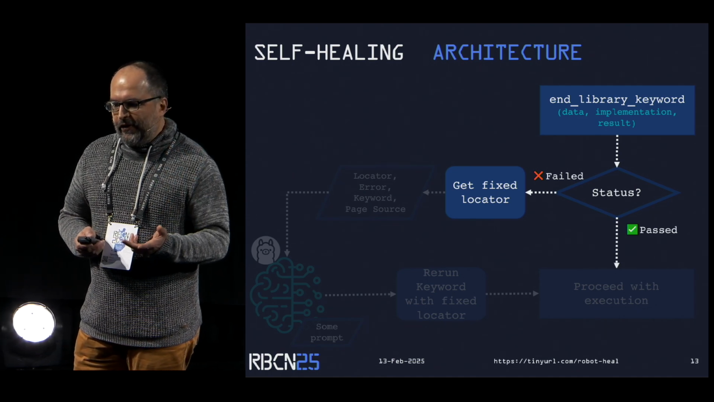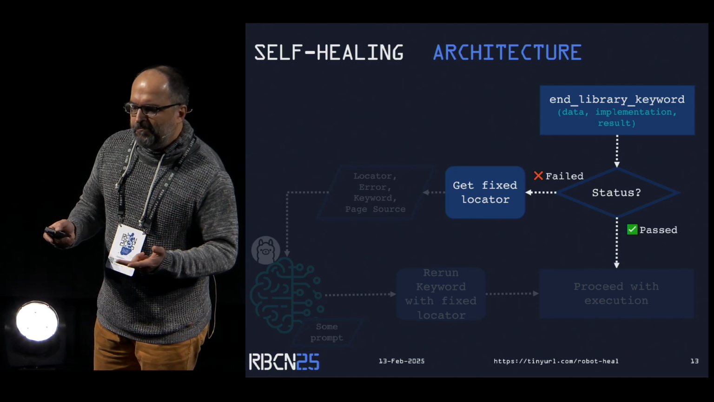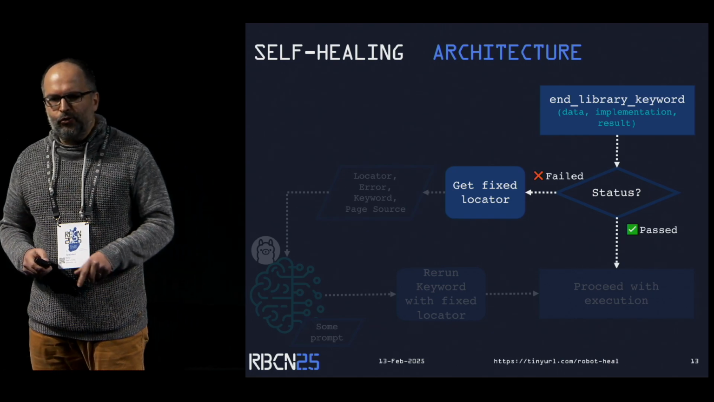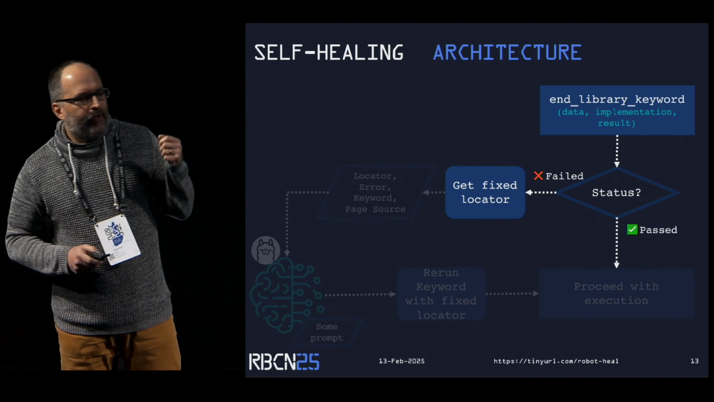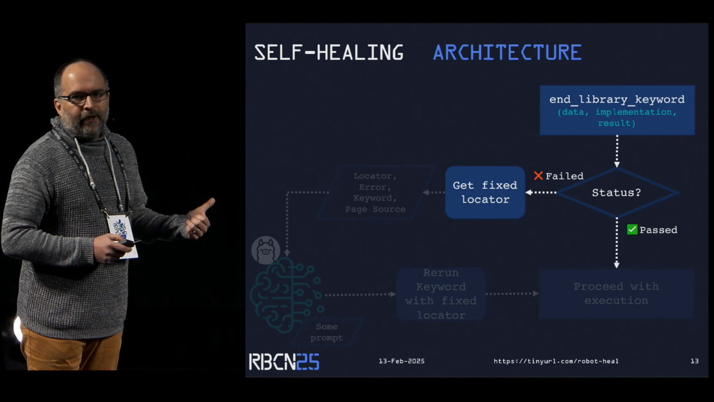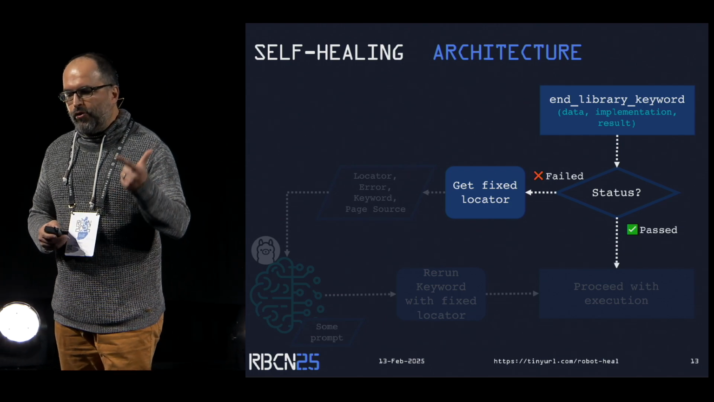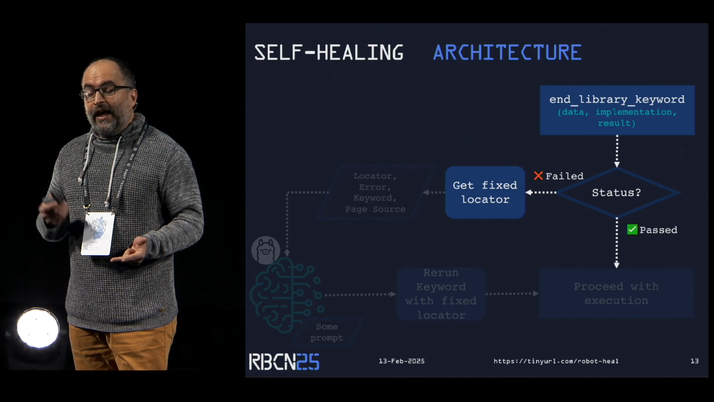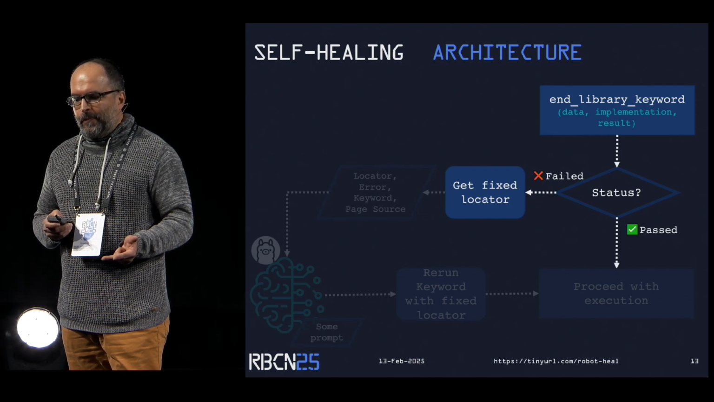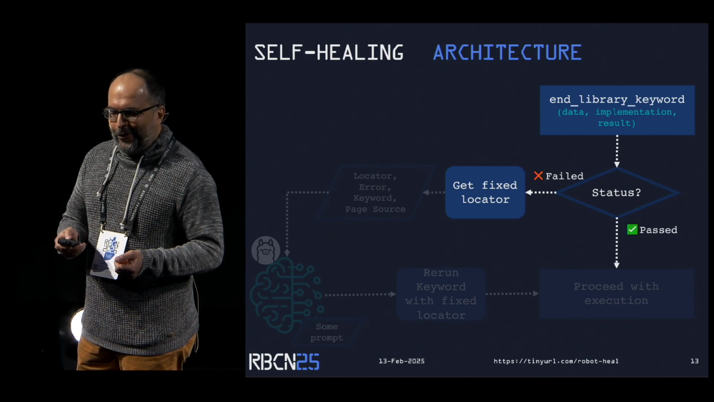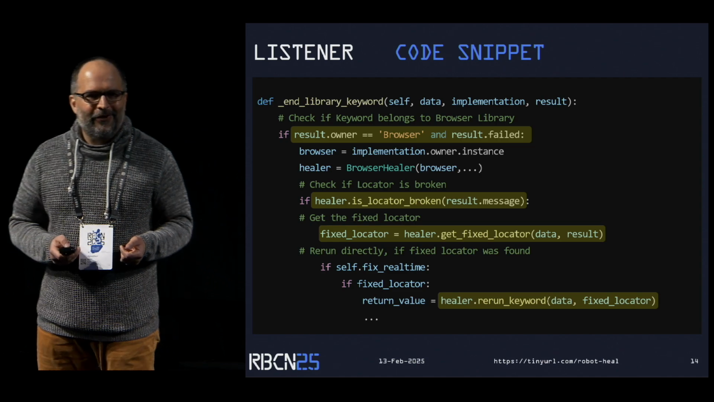And what I'm doing there is, if the keyword is ending, I'm checking what's the status. If it's passed, then nothing to do, it will just proceed. However, if the status is failed, and if the keyword, for example, belongs to Browser and the root cause is a broken locator, then I will try to get a fixed locator. And now let's look at some code. We are early in the morning, you had a coffee, so we can deal with some code.